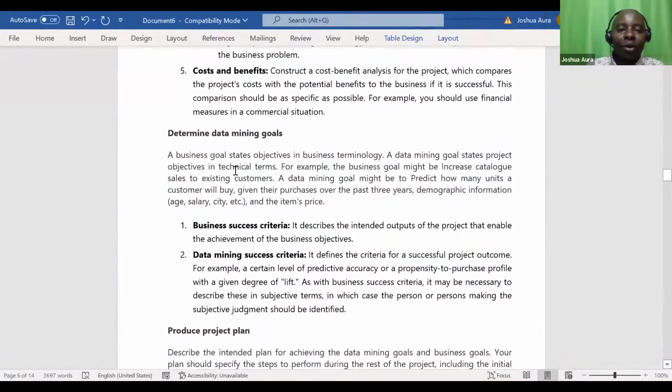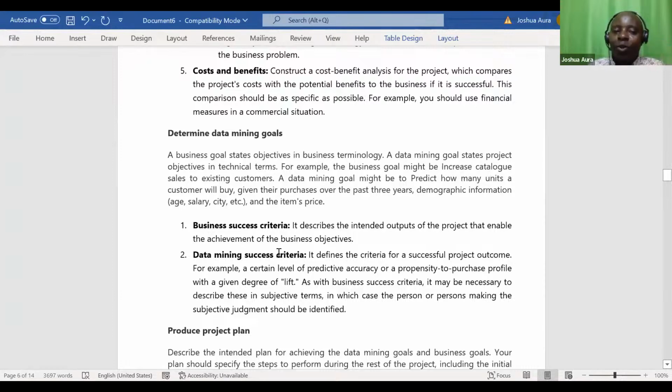Data mining goals. Determine data mining goals. A business goal states objectives in business terminology. A data mining goal states project objectives in technical terms. For example, the business goal might be to increase catalog sales to existing customers. I want to increase my revenue. A data mining goal might be to predict how many units a customer will buy, given their purchases over the past 3 years and demographic information. Don't worry about this. These are things you'll be able to understand.